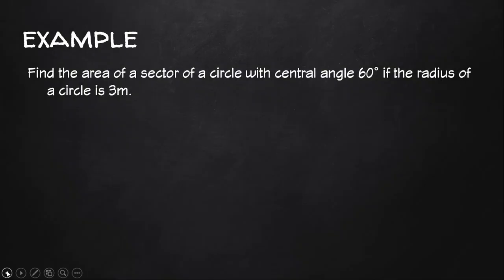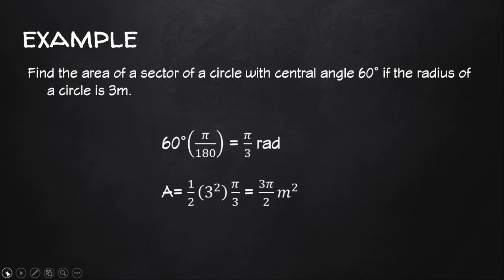So as an example, we find the area of a sector of a circle with central angle 60 degrees if the radius of the circle is 3 meters. So first, we convert the degrees to radians. 60 degrees times pi over 180 is equal to pi over 3 radians. And then we plug it to the area formula, 1/2 times 3 squared times pi over 3. So we have 3 pi over 2 square meters.